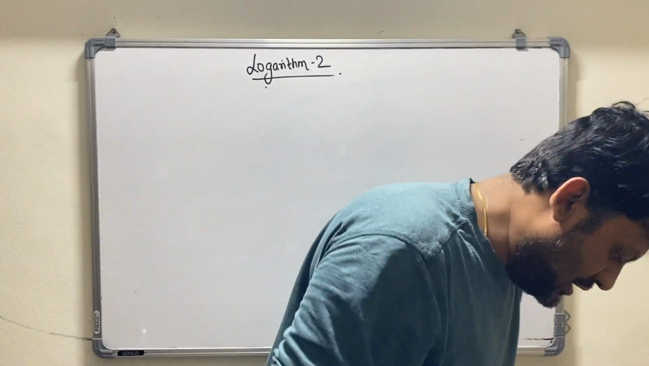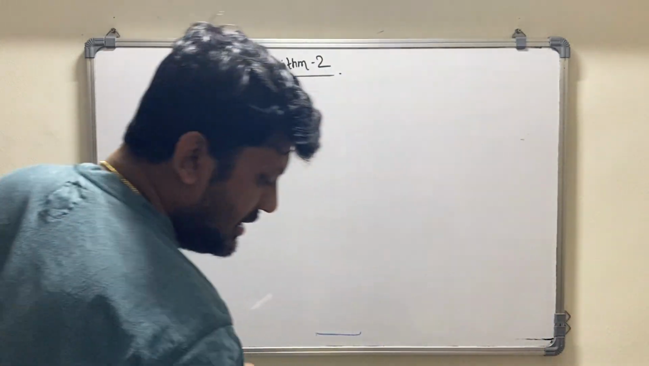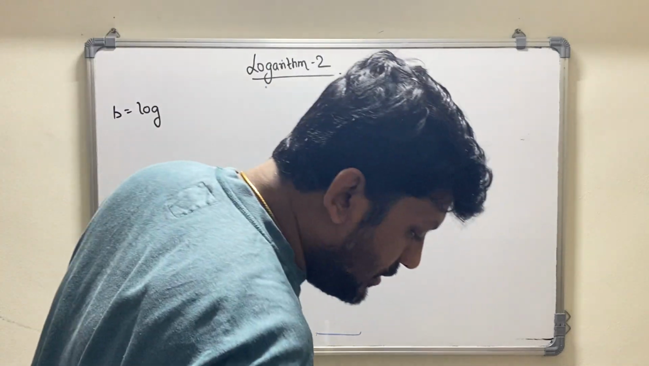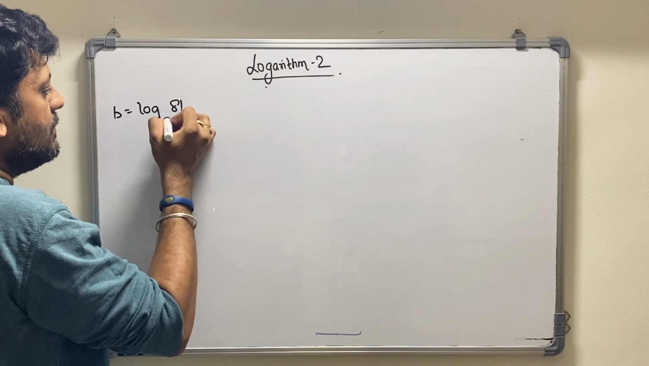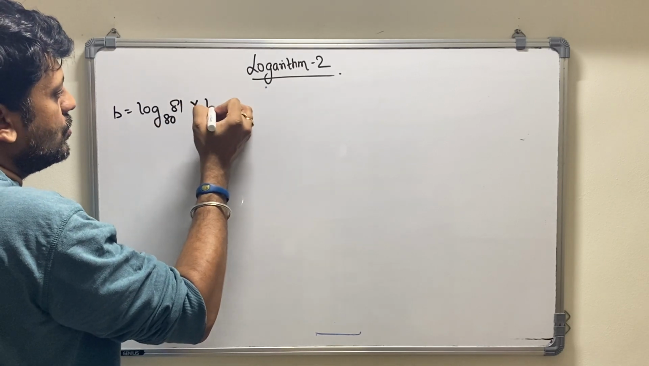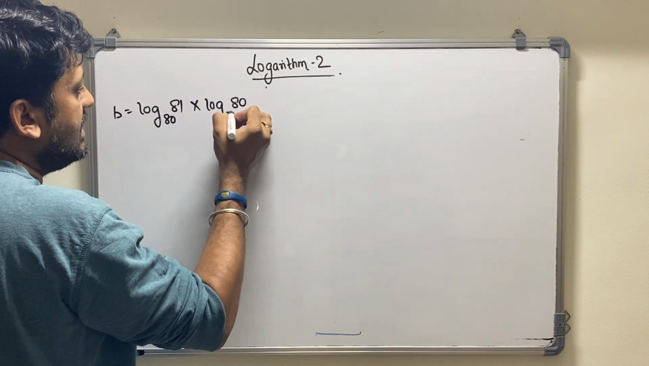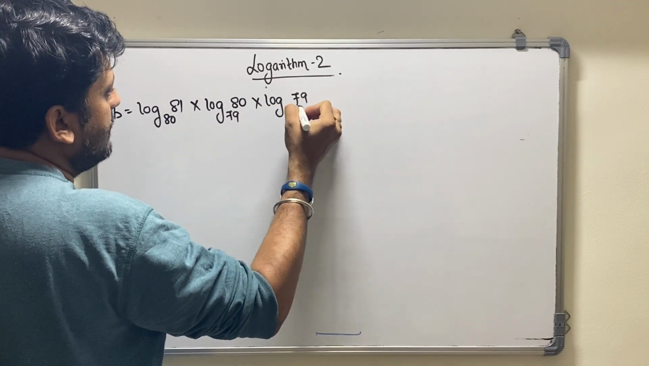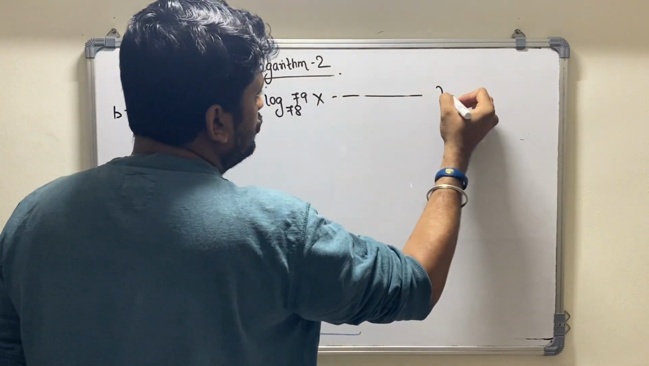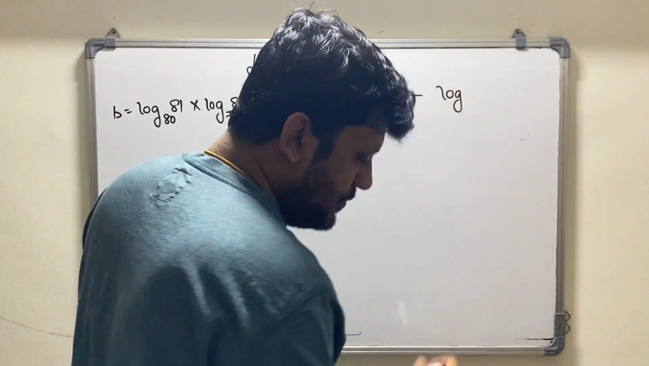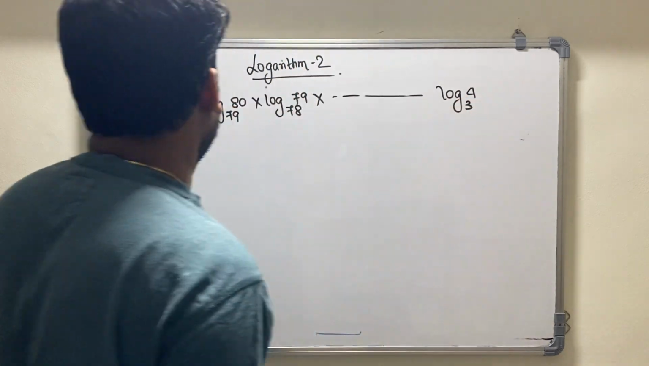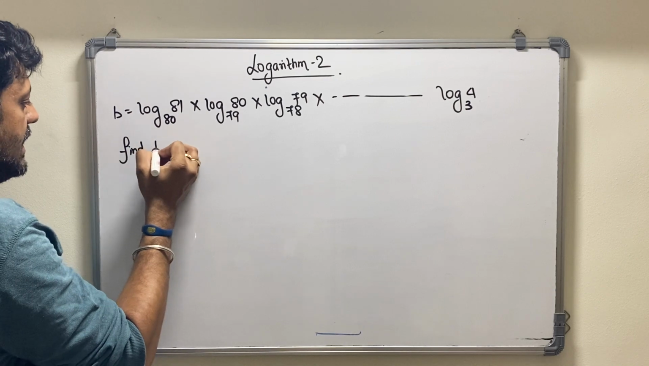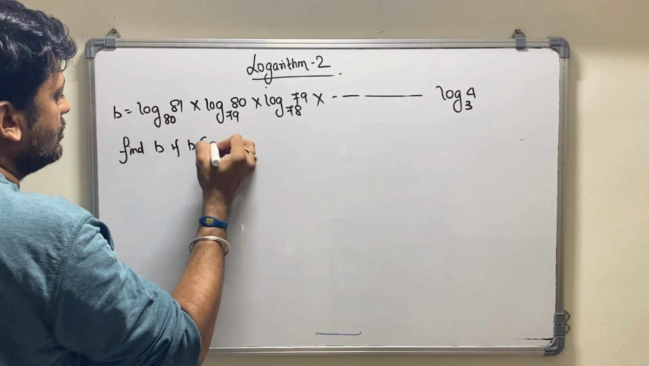Okay, so I'll pick up one question from DP. B is equal to log 81 base 80 into log 80 base 79 into log 79 base 78, and so on till log 4 base 3. Okay, so you have to basically find the value of B, if B belongs to an integer.